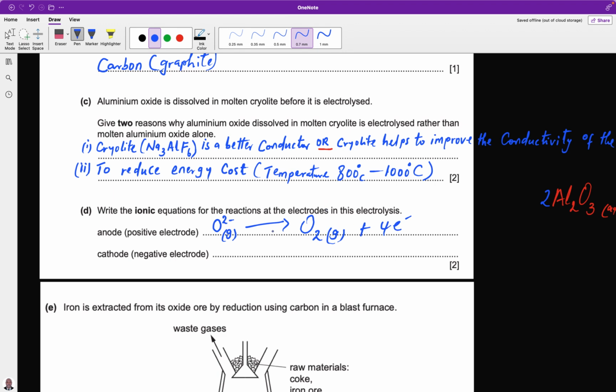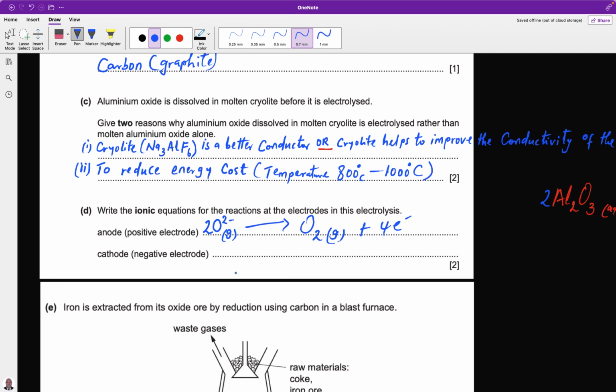There are 4 electrons here, so we need to put a 2 here. We need to put a 2 here. So these 2 times these 2 minus will give us 4 electrons. So there are 2, 2. So that is what is happening at the anode.